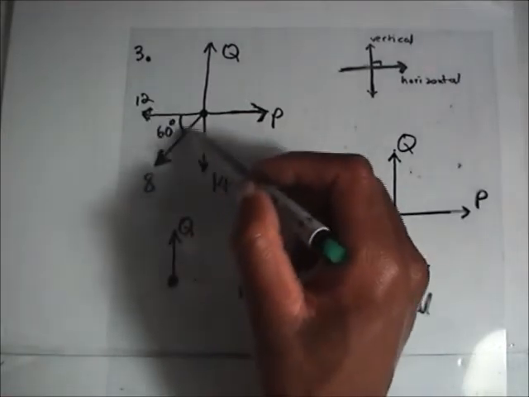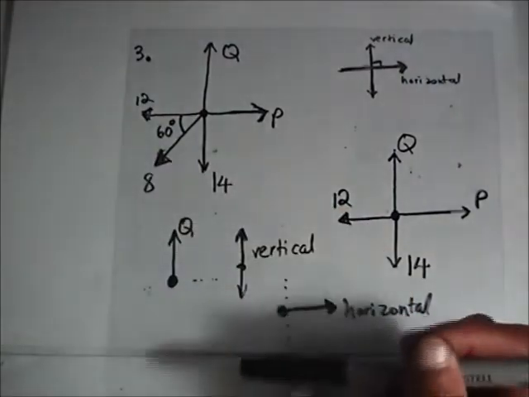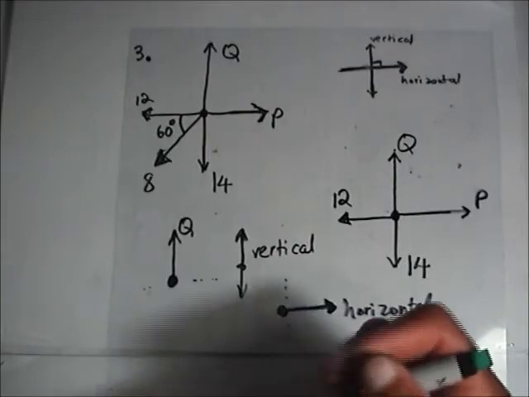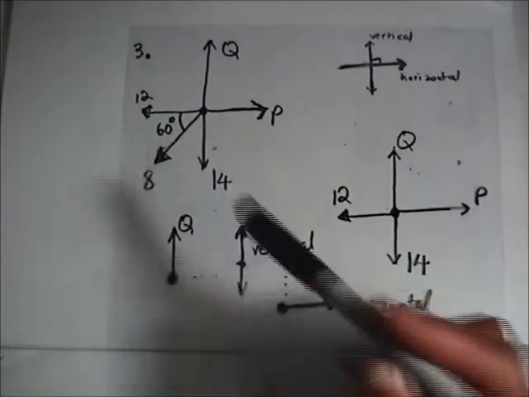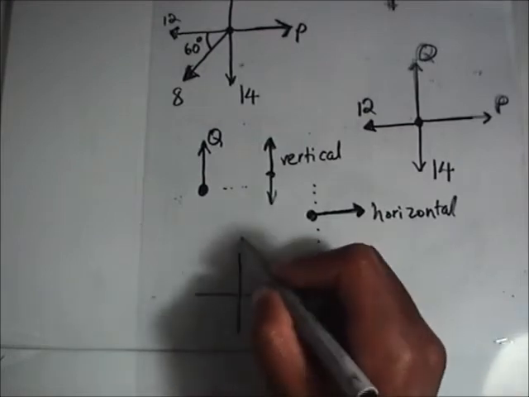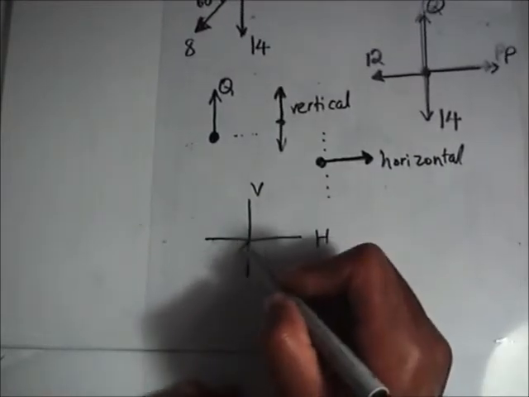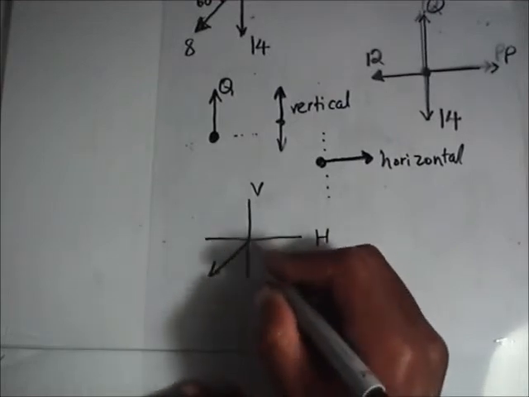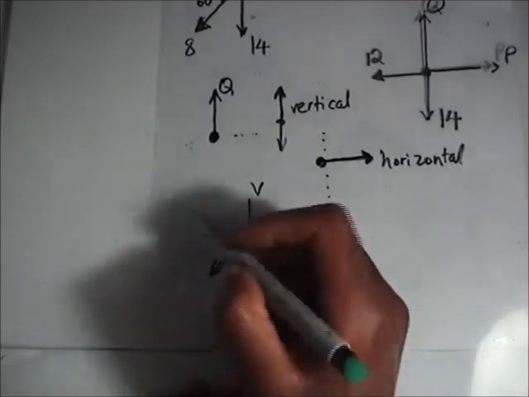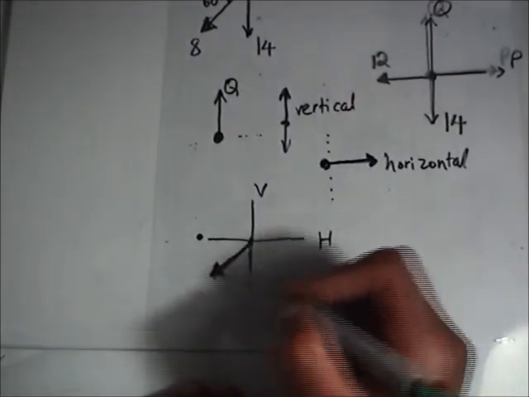It's facing a bit down and a bit to the left, so it will have an effect in the horizontal left and in the vertical down. I hope that makes sense. If it's facing a direction like this, these are my directions. This is vertical, this is horizontal. A force like this will have effects in this vertically downward direction and the horizontally left direction because of its direction.